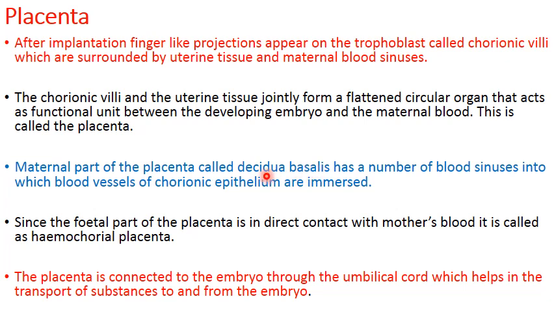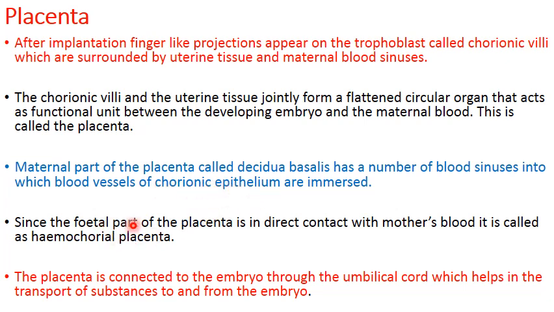Decidua, because ultimately at the time of parturition the placenta will be eroded and given out through the vagina. That's why it's called decidua, from the deciduous trees, like shedding off. And basalis is that part of the placenta which is next to the trophoblast. Since it has a number of blood sinuses, that is, a number of blood spaces in which the blood vessels of the chorionic villi will be immersed.